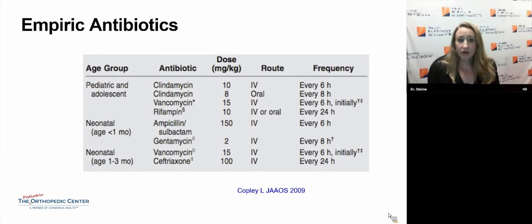So some examples of empiric antibiotics to start before we know the organism are here. Clindamycin, vancomycin, ampicillin, based on age. But these can also vary, again, depending on geography.